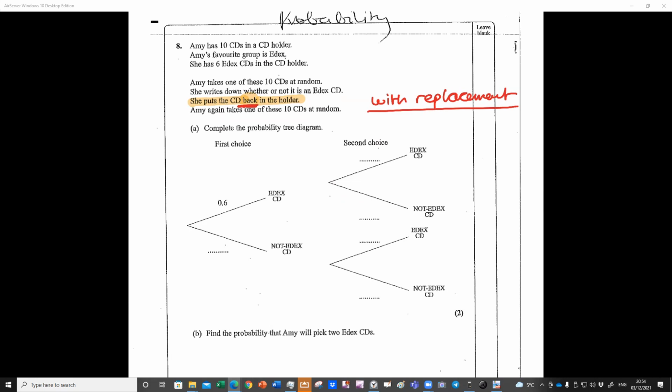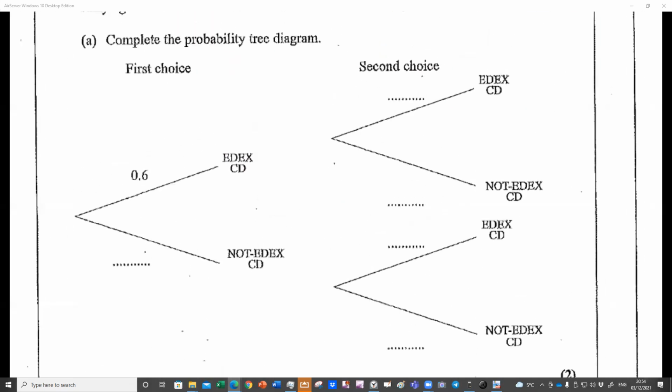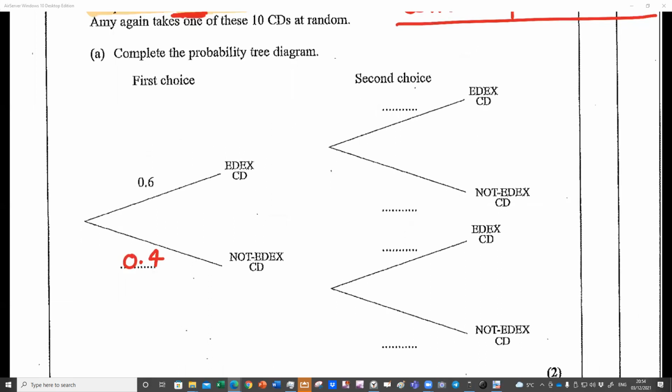If you're taking something out, and before you do it again the second time, you put it back in, then you haven't changed the probabilities the second time. So that's going to be 0.6. And the bottom part is going to be what? 0.4, because it's got to add up to 1.0.